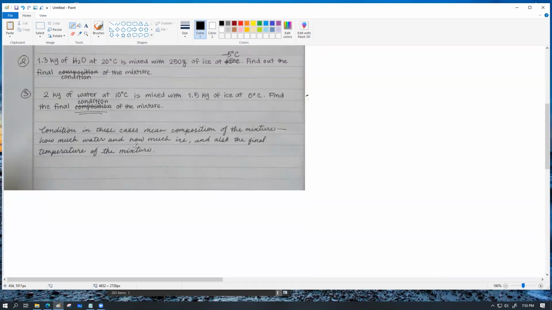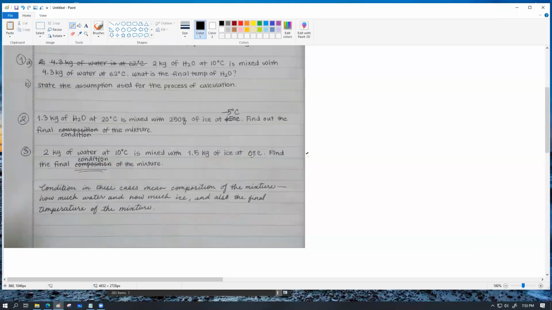How much water and how much ice, and also the final temperature of the mixture. Whenever they're asking you to find out the condition of the mixture, it is important for you to appreciate the scenario that we might come to a situation where we have a mixture of ice and water together, and the final temperature of the mixture might be 0 degrees Celsius, because ice and water in equilibrium is only possible at 0 degrees Celsius.